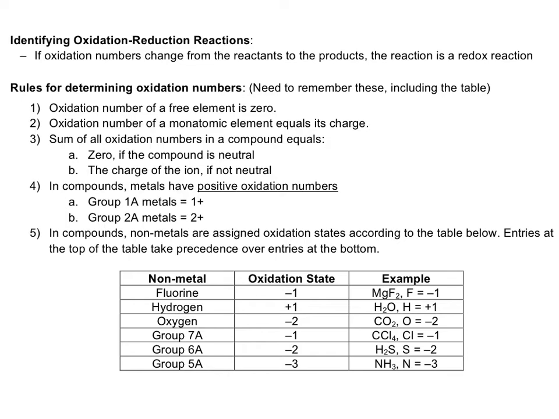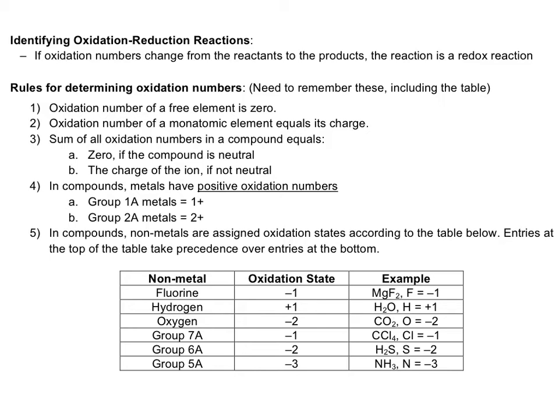So the first one is that an oxidation number of a free element is always going to be 0. So that's what I just said on the previous slide. The second one is that the oxidation number of a monatomic element is always going to be equal to its charge. So if you have something that has a 2+ charge, then its oxidation number is +2. The third is that the sum of all the oxidation numbers in a compound must be equal to 0 if the compound is neutral, or equal to the charge of the ion if it's not neutral.